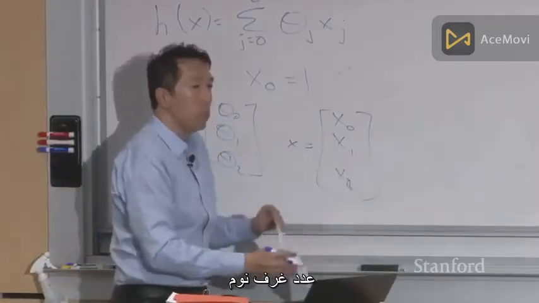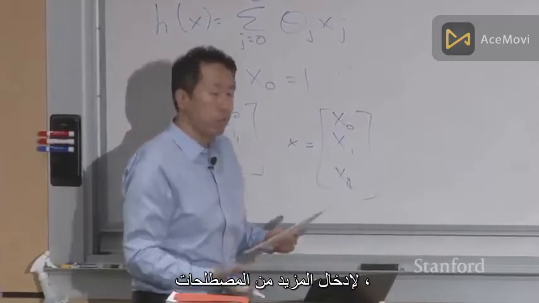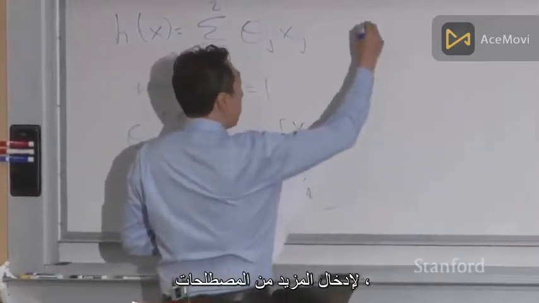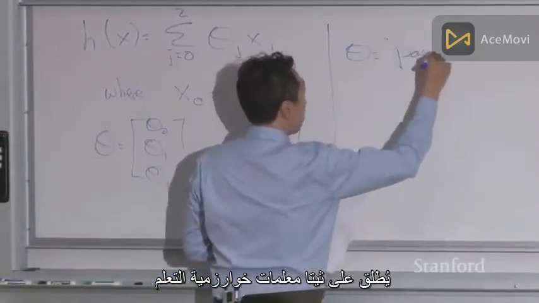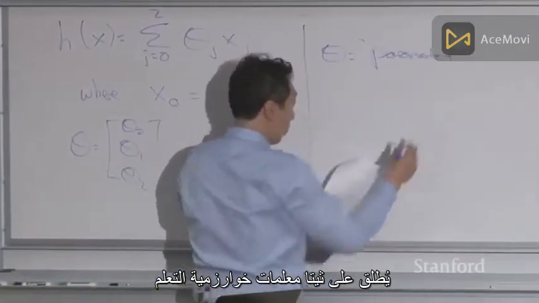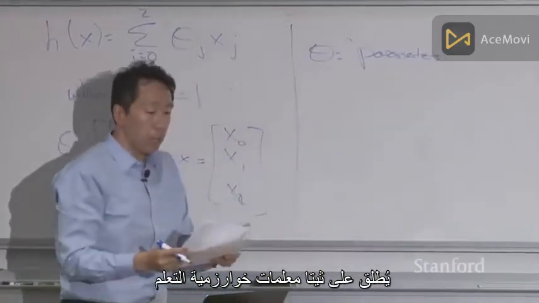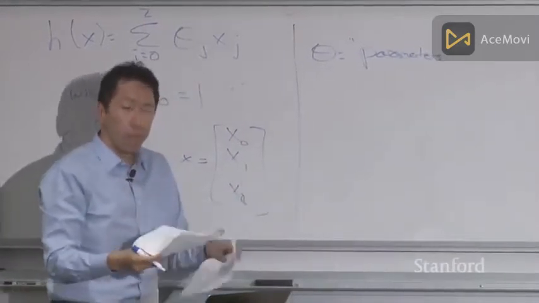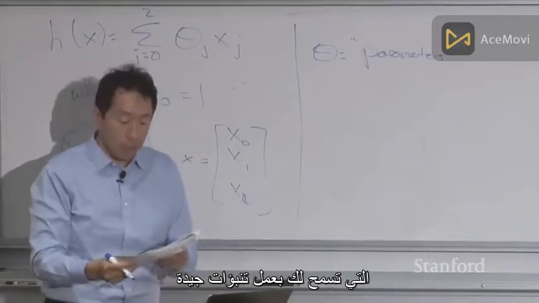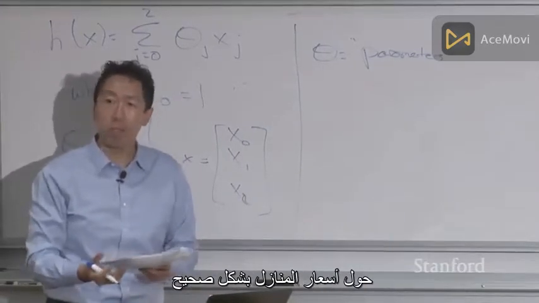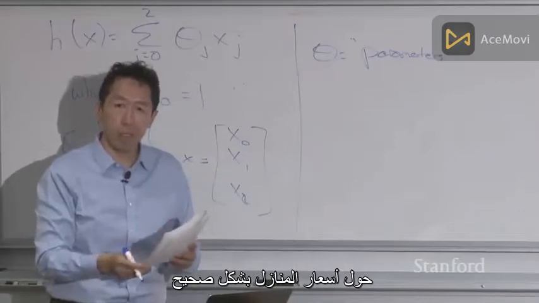Okay? So to introduce a bit more terminology, theta is called the parameters of the learning algorithm. And the job of the learning algorithm is to choose parameters theta that allows you to make good predictions about prices of houses.